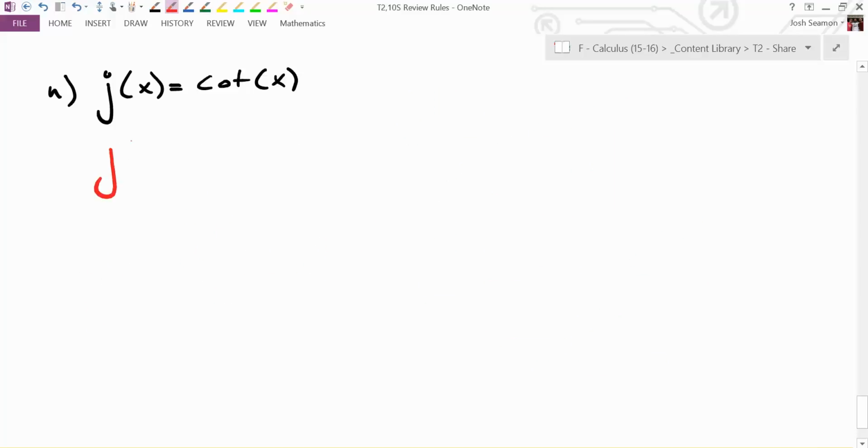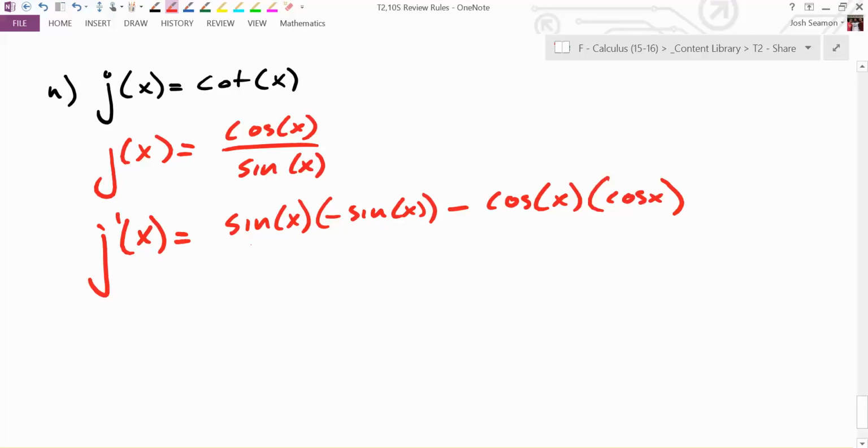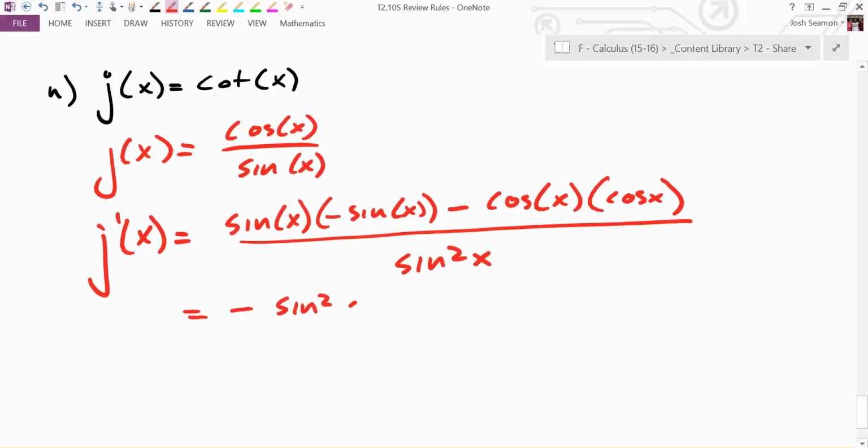What is cotangent? 1 over tangent. So that's going to be cosine x over sine x. So when you do the derivative, low d high minus high d low, what's the derivative of the high? Negative sine. Low d high minus high d low, which is that right there, all over what? Low squared. So what do you end up with here? Negative sine squared x minus cosine squared x all over sine squared x.